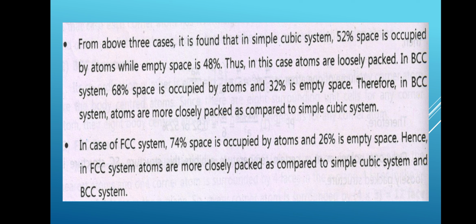In case of FCC system, 74% space is occupied by atoms and 26% is empty space. Hence, in FCC system, atoms are more closely packed as compared to simple cubic system and body centered cubic system.